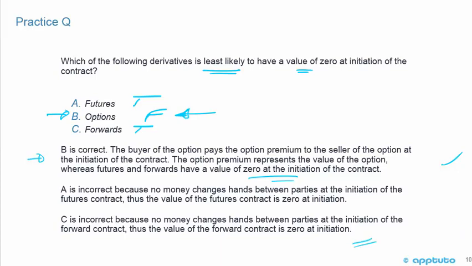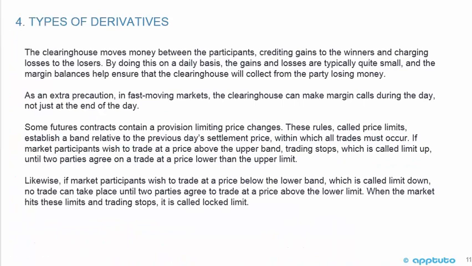Good little question. So we're continuing now with futures, and we're going to be talking about the clearinghouse. The clearinghouse moves money between the participants in the futures contracts, crediting gains to the winners and charging losses to the losers. By doing this on a daily basis, the gains and losses are typically quite small, and the margin balances help ensure that the clearinghouse will collect from the party losing money. As an extra precaution in fast-moving markets, the clearinghouse can make margin calls during the day, not just at the end of the day. That's an important point.